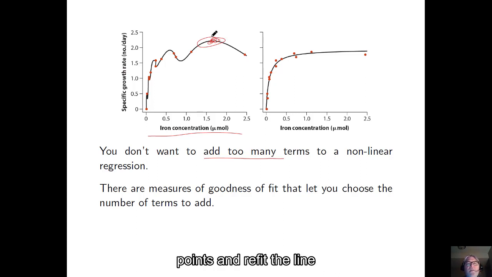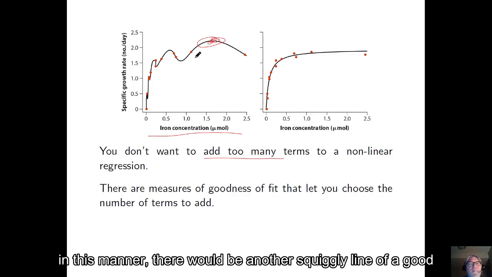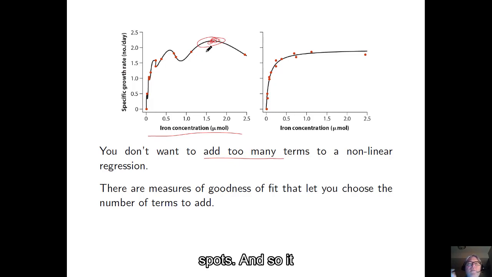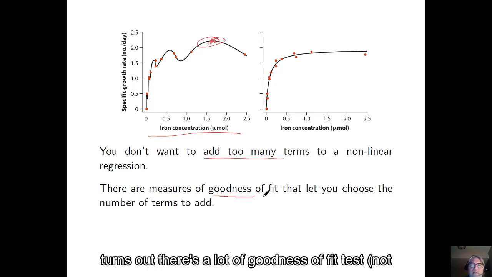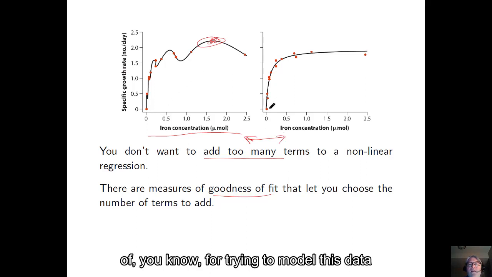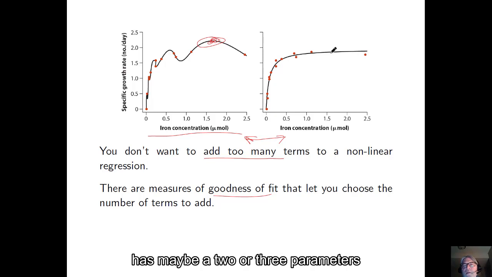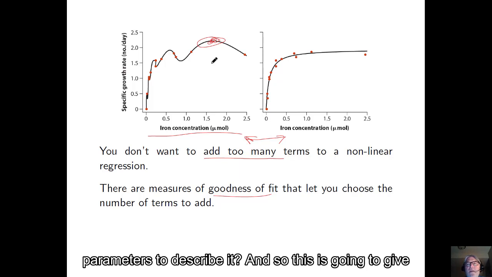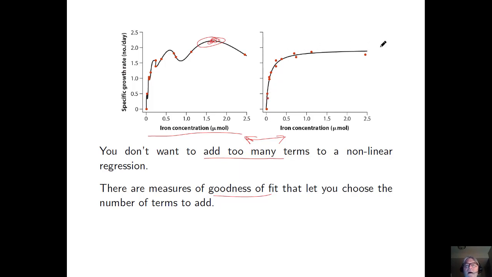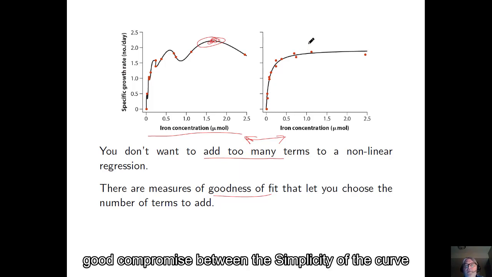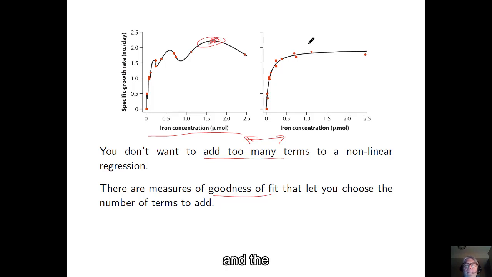If we were to drop one of these data points and refit the line in this manner, there would be another squiggly line that would go through all the data points, but it would make radically different predictions for the in-between spots. And so it turns out there's a lot of goodness of fit tests, not exactly the chi-squared goodness of fit, but similar in spirit, that allow statisticians to make this sort of decision of, if we're trying to model this data, do you use something simple like this that has maybe 2 or 3 parameters to describe it, or do you use something like this, which probably has 8 or 9 parameters to describe it? And so this is going to give the more consistent prediction, even though there is some residuals, but they're pretty small residuals here.